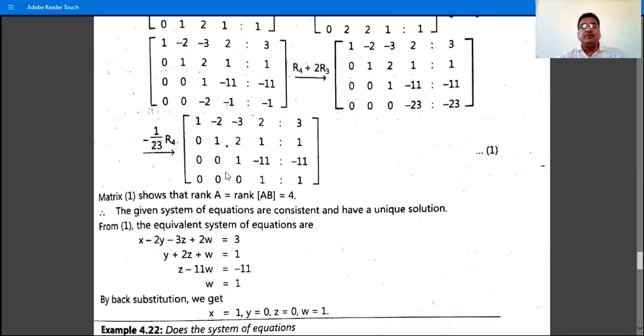If you observe the number of non-zero rows in this echelon form, this is a non-zero row, this is a non-zero row, this is a non-zero row, and the last row is also non-zero, and therefore the rank of AB is 4. Rank of A is 4, rank of AB is 4, and therefore rank of A is equal to rank of AB, and therefore the given system of equations is consistent.